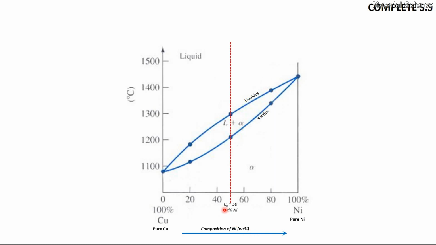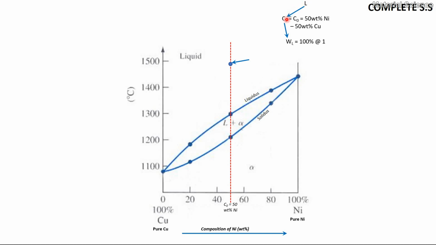Supposing I put one composition, the overall composition, the C0 at this point, this one, that is my overall composition: 50 weight percentage of nickel, 50 weight percentage of copper. Okay, then I pick a point here. What is the phase present for this point? The phase present for this point is the liquid only. There is one phase.